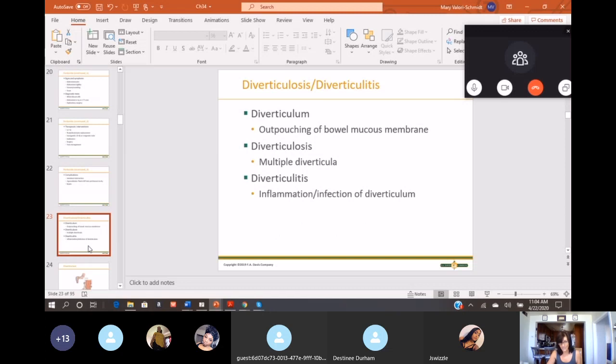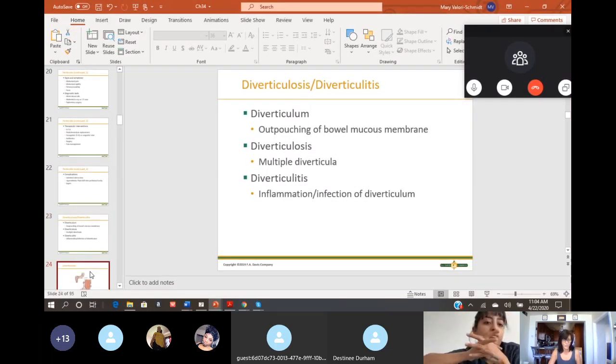Diverticulosis and diverticulitis. We'll talk about this real quick. So diverticulosis. A diverticulum is a little outpouching in the mucous membrane of the bowel. If they have diverticulosis, that means they have a bunch of those little outpouchings. If they have diverticulitis, that means that those little outpouchings have now become infected, inflamed, right?